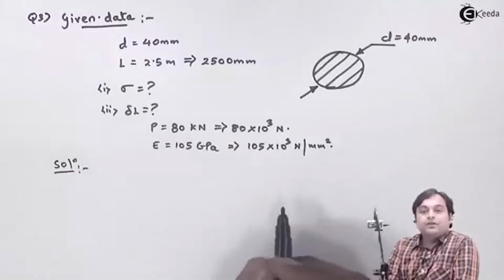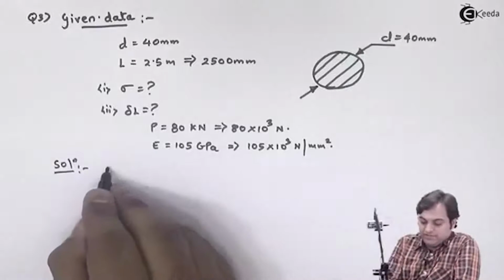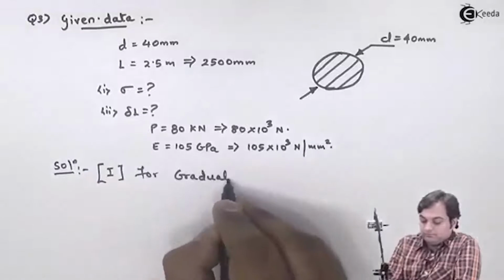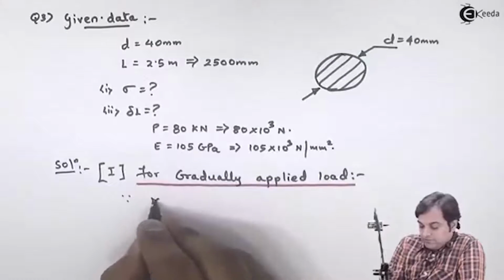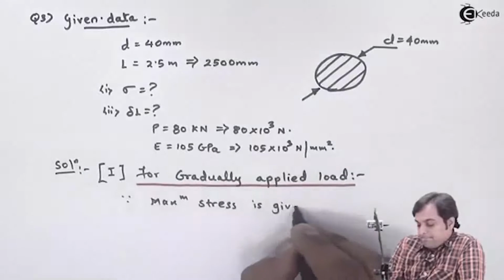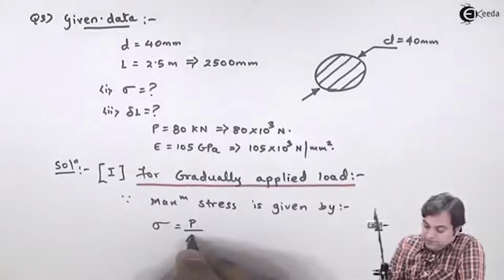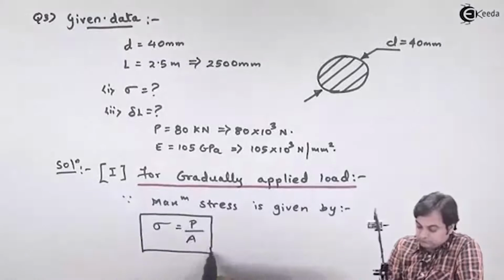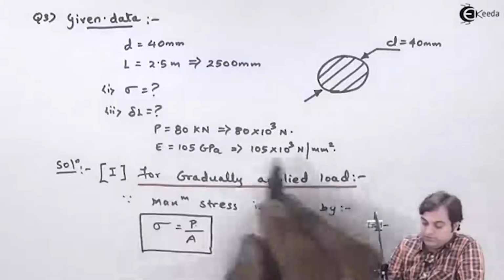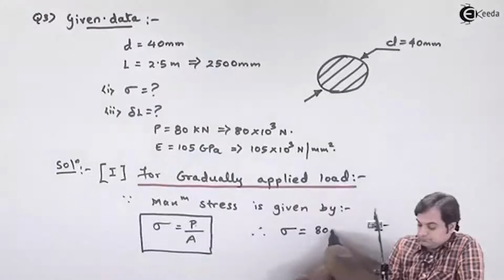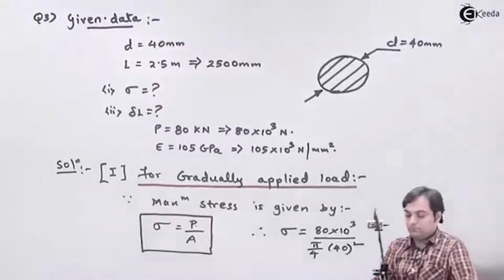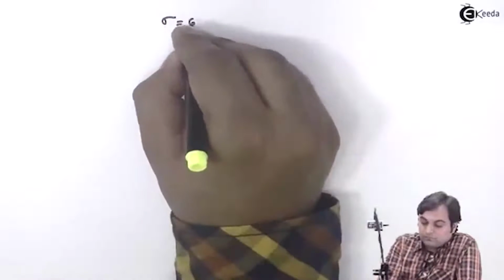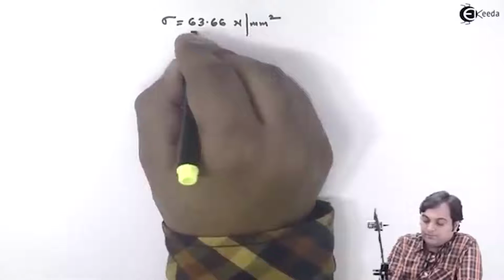Here we have two conditions, that is gradually applied load and suddenly applied load. So first I will write down for gradually applied load. First we have to find out the stress. For gradually applied load, maximum stress is given by sigma is equal to P upon A. So stress is equal to load, 80 into 10 raised to 3, upon area, pi by 4 into 40 square. From this we get the value of stress, that is 63.66 Newton per mm square, the first answer.